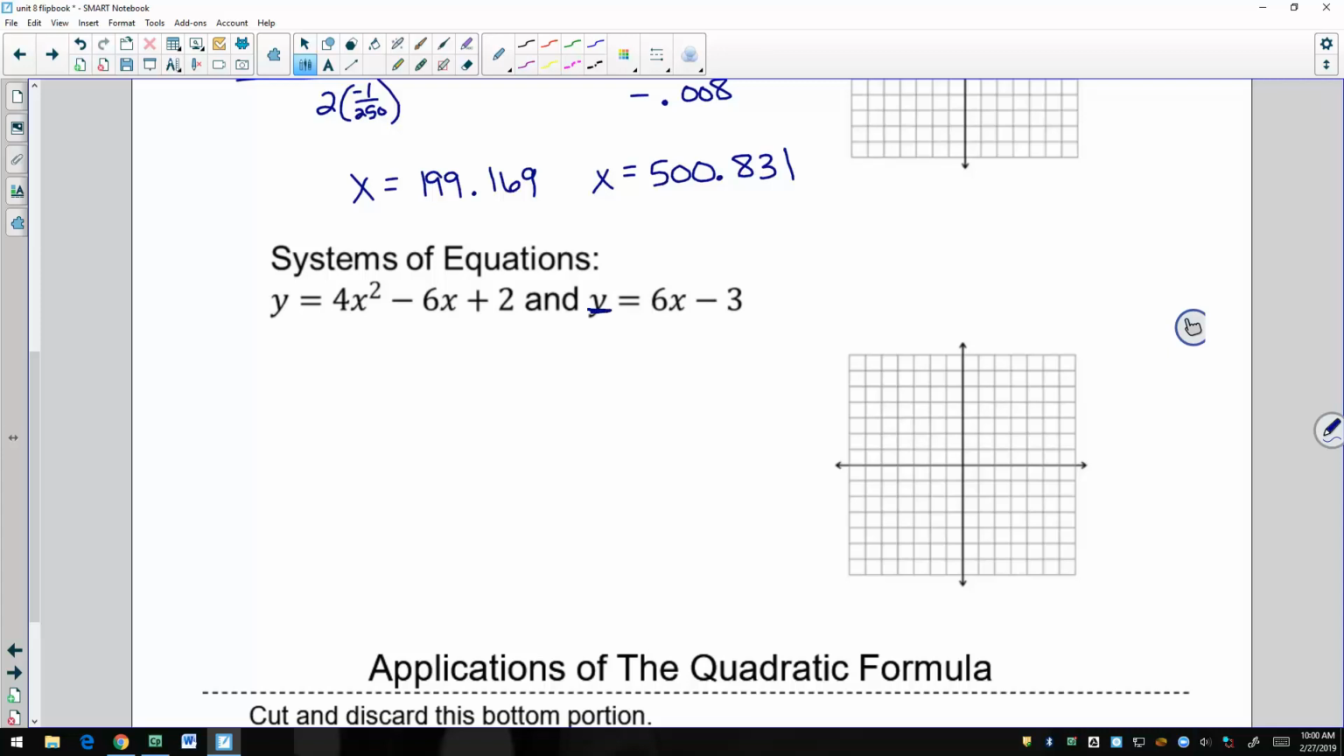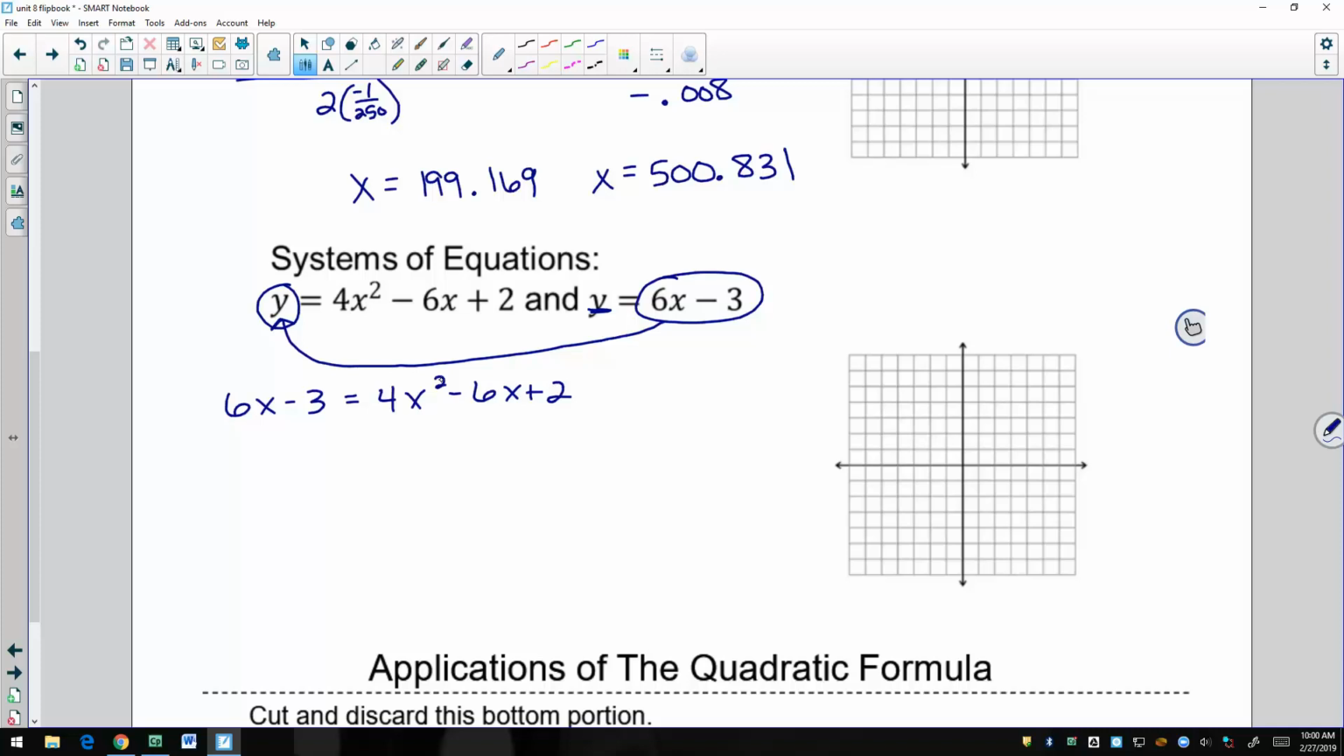So I know that y equals this, 6x minus 3. So I'm going to plug that in for y into the other one. So I'm going to replace this y with what this y equals. So I get 6x minus 3 equals 4x squared minus 6x plus 2.